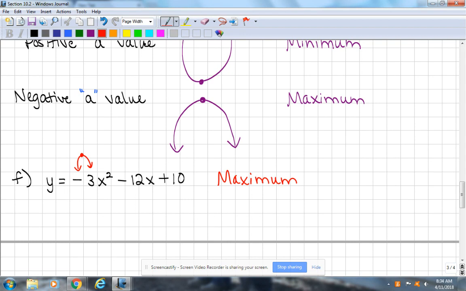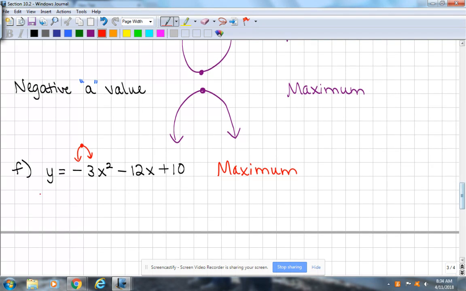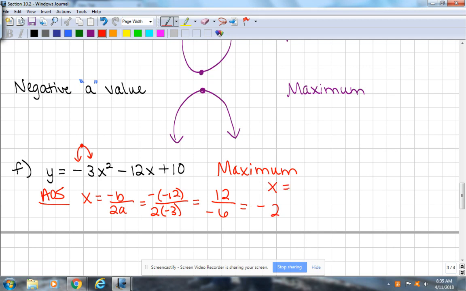How do we find the y value of the vertex? What do I have to find first? You have to find the axis of symmetry first. And what's the formula for that? Very good. So I say negative b over 2a. What's negative b? Negative negative 12 is positive 12. And 2 times negative 3 is what? Negative 6. And 12 divided by negative 6 is what? Negative 2. So x equals negative 2 is my AOS.